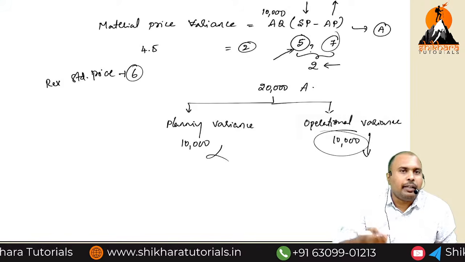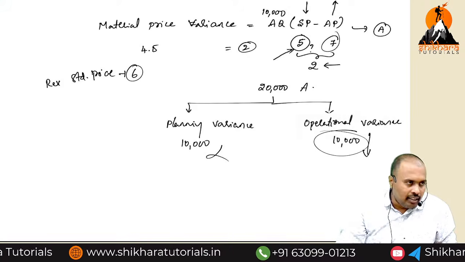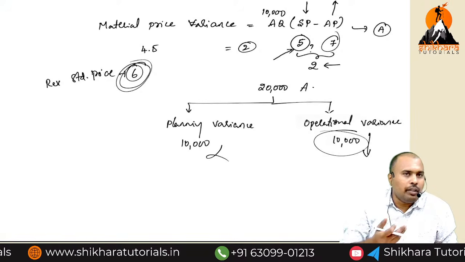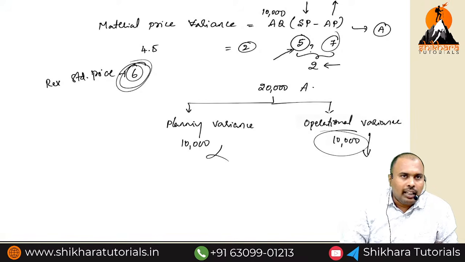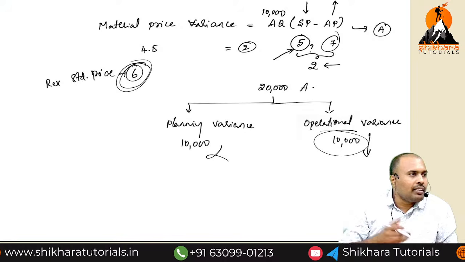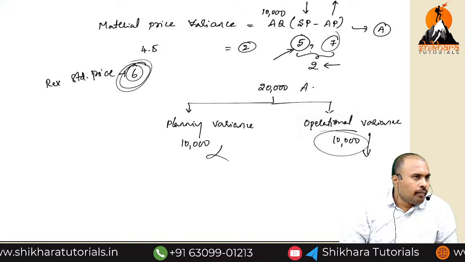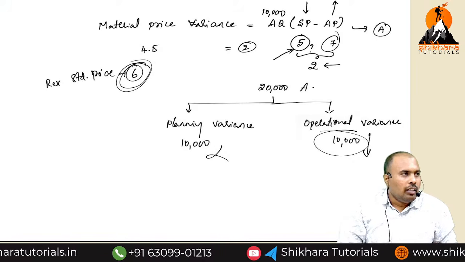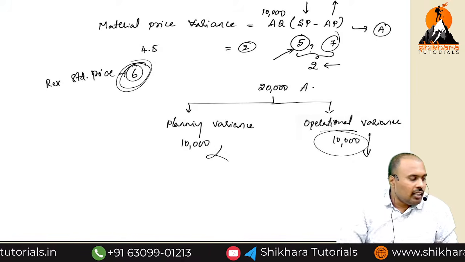And in the next period, whenever we are giving standards, we are going to give the standard according to the possibility from the market. I cannot buy it lower than 6, right? Then how can I fix a standard price of 5 rupees? Understood?